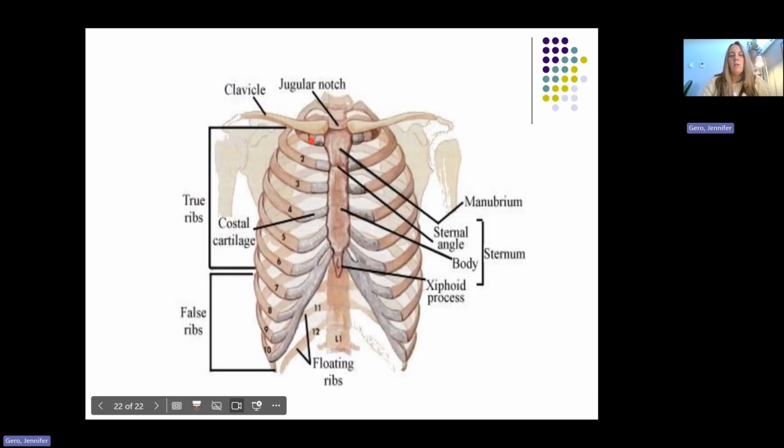So here we have pairs 1, 2, 3, 4, 5, 6, 7. As you can see, they all have their own cartilage that is going to directly articulate or connect with the sternum. Pairs 8, 9, and 10 connect via the cartilage of the seventh rib to the sternum. And then the floating ribs, pairs 11 and 12 down here, do not connect to the sternum at all. That is it for the axial skeleton.